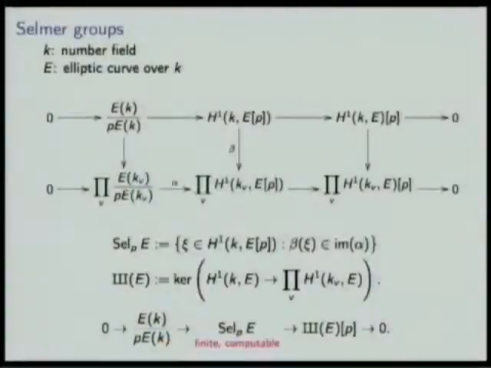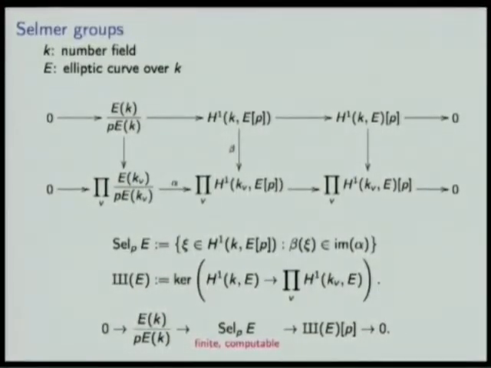We've talked about Selmer groups already a little bit in this workshop, but let me just remind you of the definition using cohomology. So I'll start with an elliptic curve over a number field, E over K.